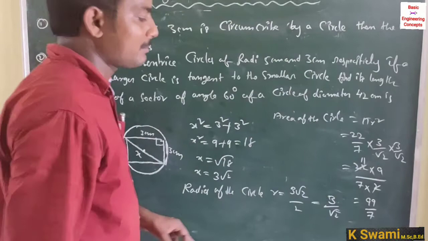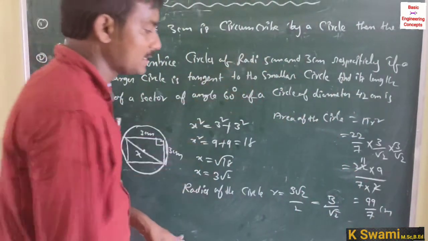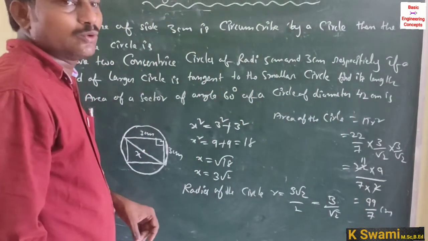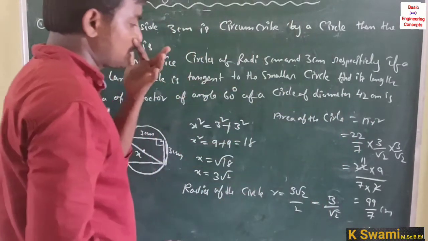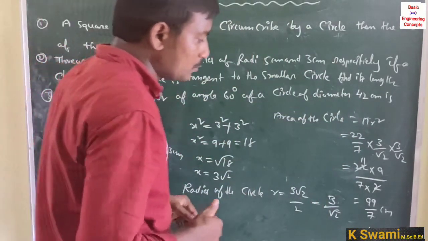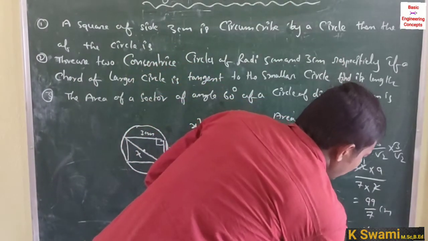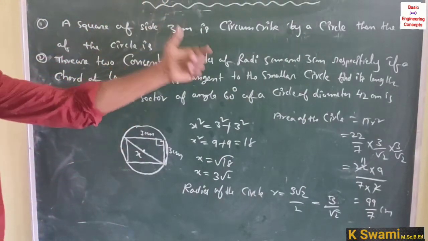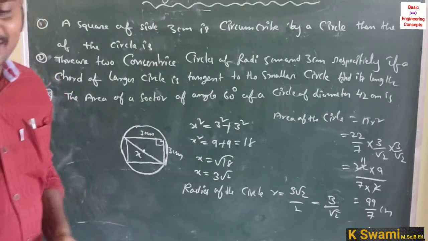So 99 by 7 centimeters is equal to, 7 1s are 7, remaining 2. 7 4s are 28, remaining 1. So 14.1 centimeters. The area of the required circle is equal to 14.1 centimeters.